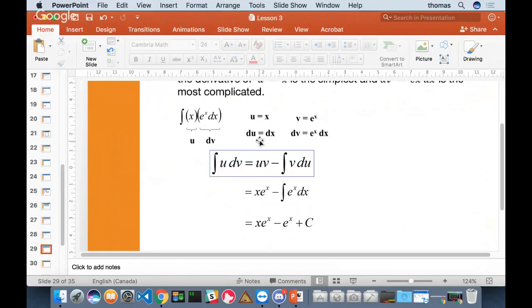u times v, so u is x, v is e to the x, u times v, x times e to the x, minus the antiderivative of v with respect to u. And the antiderivative of v with respect to u is e to the x, which equates to e to the x. And of course, we have to add c to it because c is a constant we have to get back to.